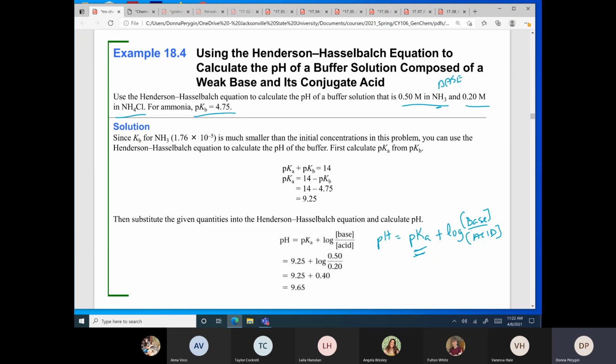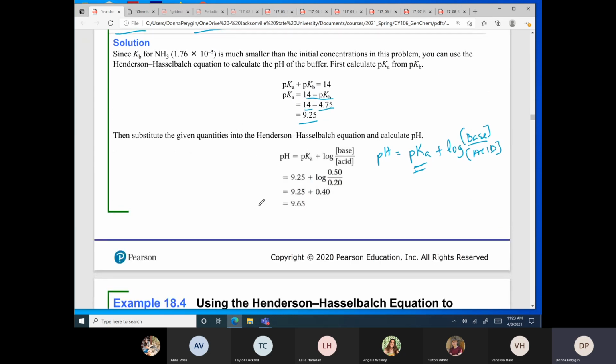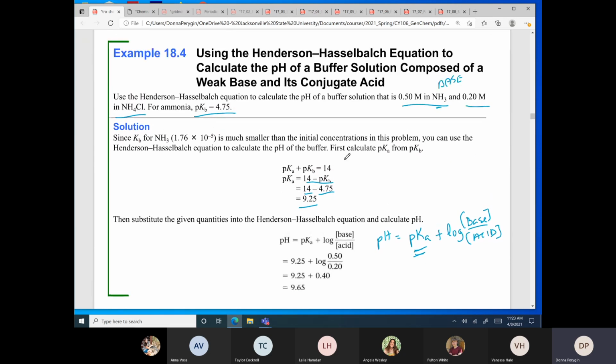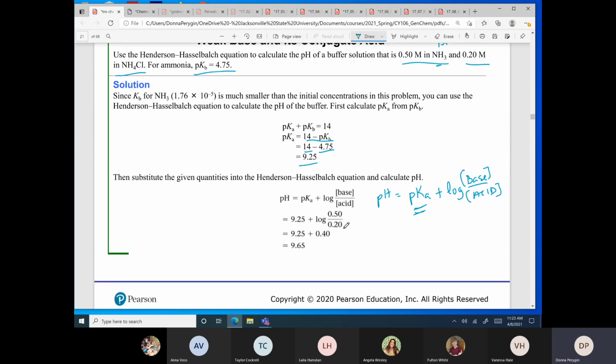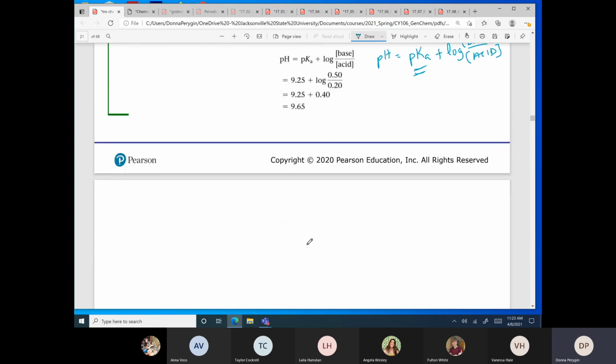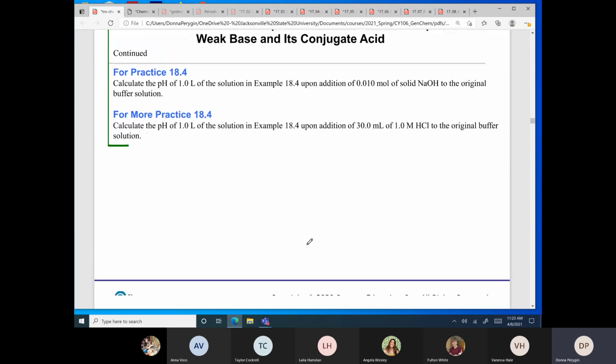So we don't need the pKb, we need the pKa. So we've got to calculate the pKa from the pKb. We can get that by saying 14 minus the pKb is the pKa. So 14 minus 4.75 is 9.25, okay? So using the Henderson-Hasselbalch equation, we can just plug in. We have a half molar in ammonia and 0.2 molar in ammonium chloride. So 9.25 plus the log of a half over 0.2, 9.25 plus 0.4 is 9.65. So that problem is fairly straightforward, okay?